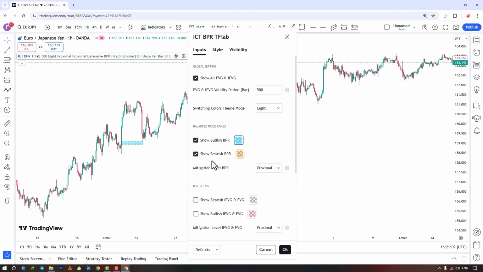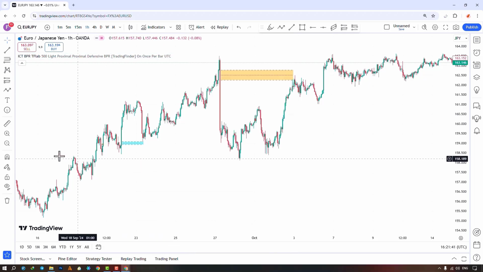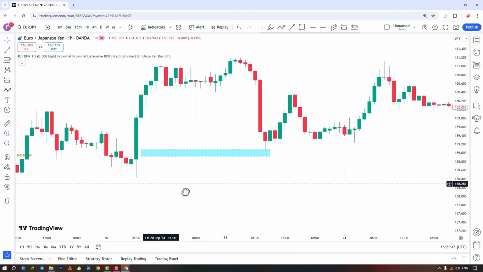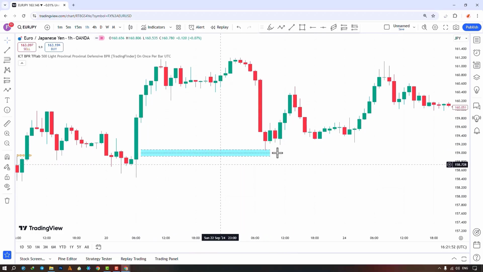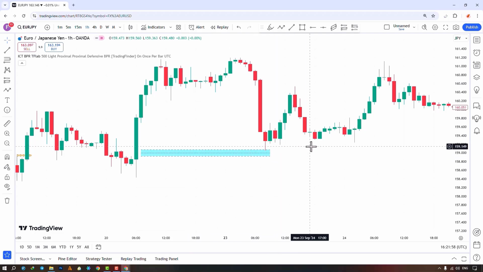In the next section, you can optionally activate or disable the display of descending BPRs. You can change its color and select the BPR level: proximal, 50%, or distal. The default is proximal. By selecting the proximal option, it considers the closest level to the price, which becomes the upper level of this range. When the price returns and interacts with the highest level of our BPR range, it identifies it as invalid and disregards the continuation of this range.